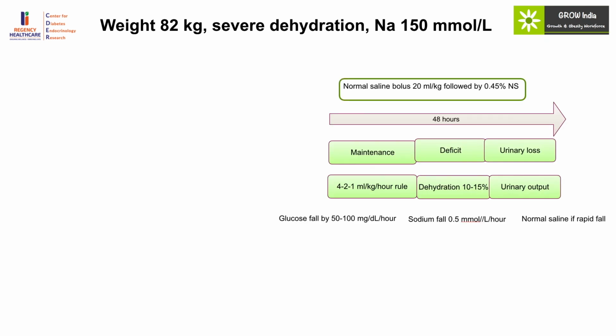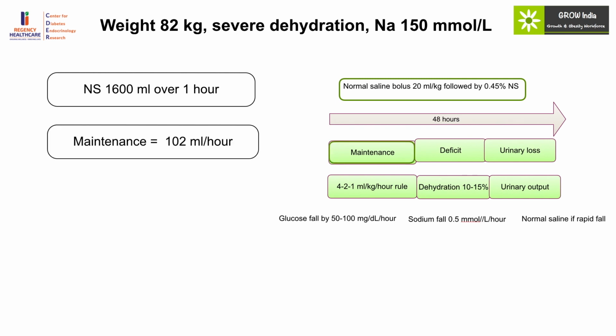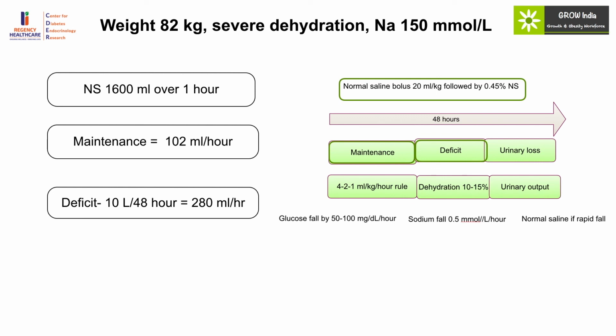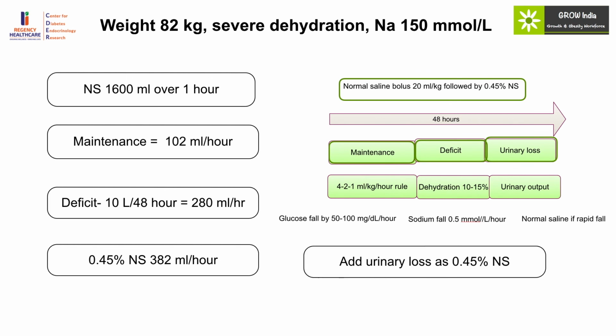The first step obviously is to give a normal saline bolus, which was given over 1 hour, 20 ml per kg, followed by maintenance of around 102 ml per hour as per the 4-to-1 rule, and a deficit of approximately 10 liters, because the deficit is more in this setting, of 280 ml per hour. So the fluid requirement is really huge in this setting. It should be given as 0.45% normal saline. And we should also add urinary loss as 0.45% normal saline based upon the hourly urinary replacement.